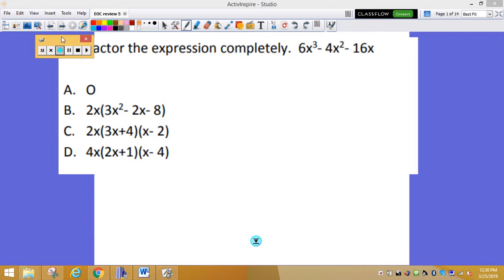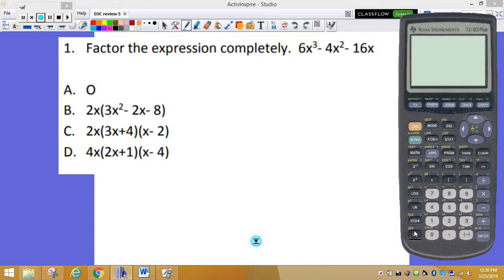So this lesson is on factoring. And again, most of it you're just going to do on your calculator. So let's just refresh our brains on what we're going to do. You go to y equals. We're going to clear out if there's anything typed in. We're going to type in our question, 6x to the third minus 4x squared minus 16x. We're going to hit graph, see what that looks like.